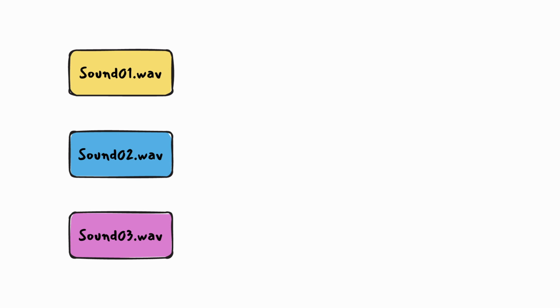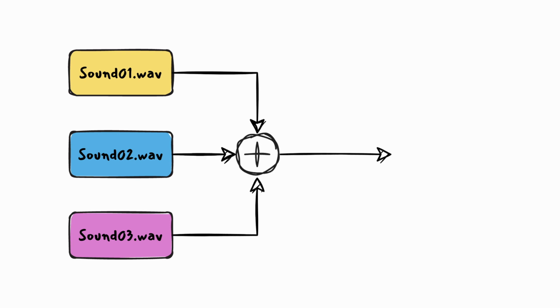A common technique used in video game audio to create variation is to layer multiple sounds together by picking a random choice of audio file, mixing them together, and creating a single sound. Now let's jump to Unreal and see how to do it.